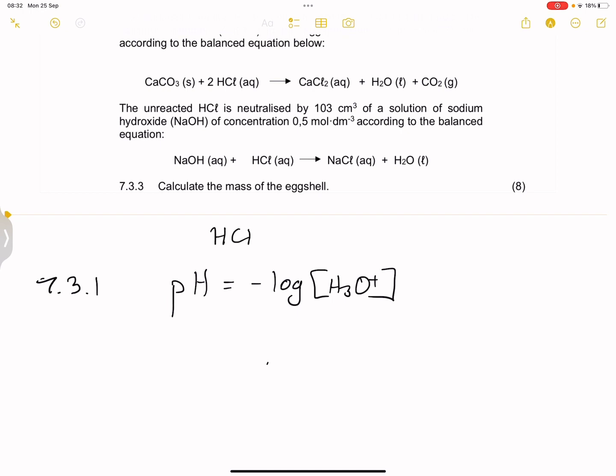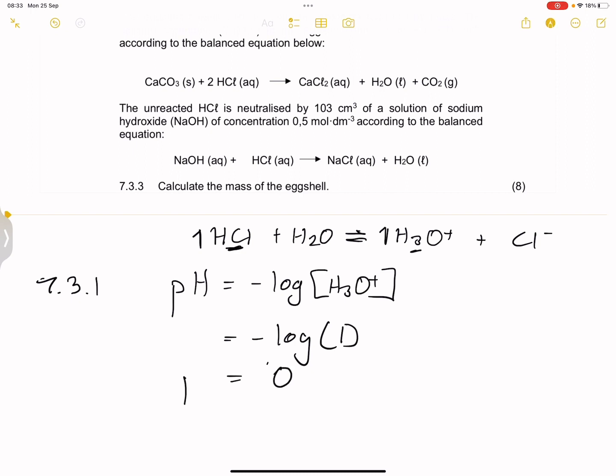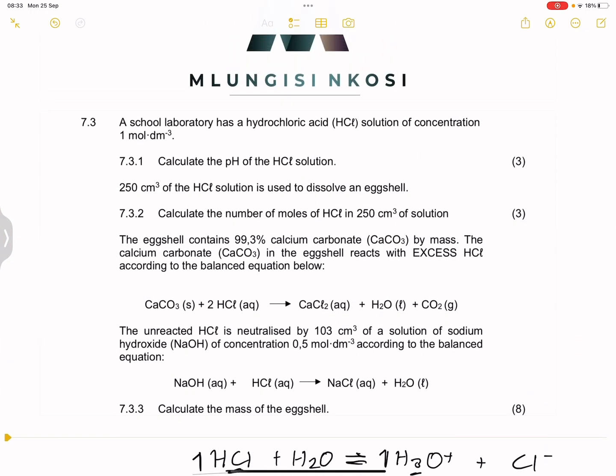But what do we know? We know that hydrochloric acid ionizes in such a way that 1 mole of hydrochloric acid will form 1 mole of hydronium ions, H3O+ and Cl-. So the concentration of hydrochloric acid should be the same as that of hydronium ions. Please be careful if it's sulfuric acid, that would be different, because for every 1 mole of sulfuric acid, you'll form 2 moles of hydronium ions. So in this case, the concentration should be the same as that of the hydrochloric acid. So that's minus the log of 1, and the pH will be 0. Of course, we know that for acids it's from 0 to 7, so that still tells us that it is an acidic solution.